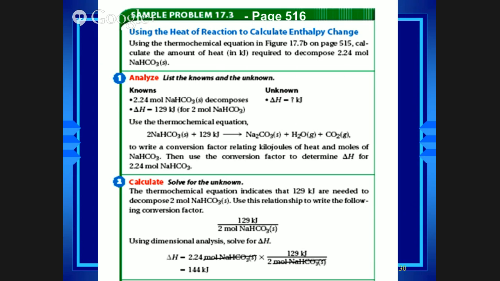Okay, page 516, another example using the thermochemical equation. Calculate the amount of heat required to decompose 2.24 moles of NaHCO3. So they gave us an equation there in the middle. And we wanted to do the 2.24. That 129 again is per 2 moles. So we have 129 kilojoules, but it's 2 moles of NaHCO3 that's in the equation. So 129 per 2 moles. If we did a little quick division there, that gives us the ratio of kilojoules per mole, and then times the 2.24, and we end up with 144 kilojoules.